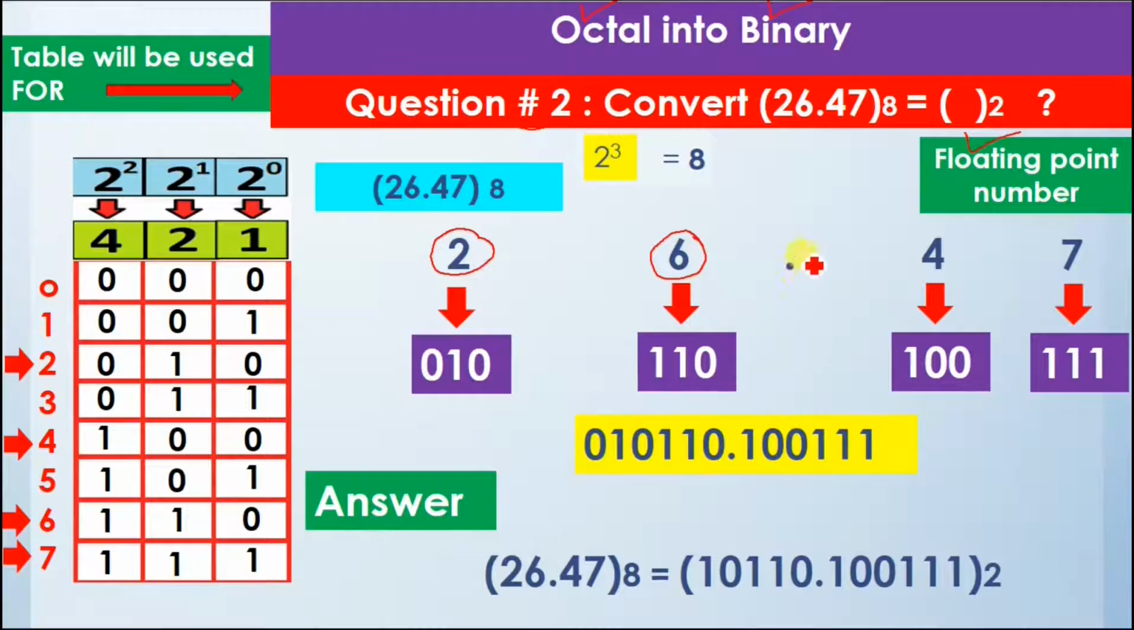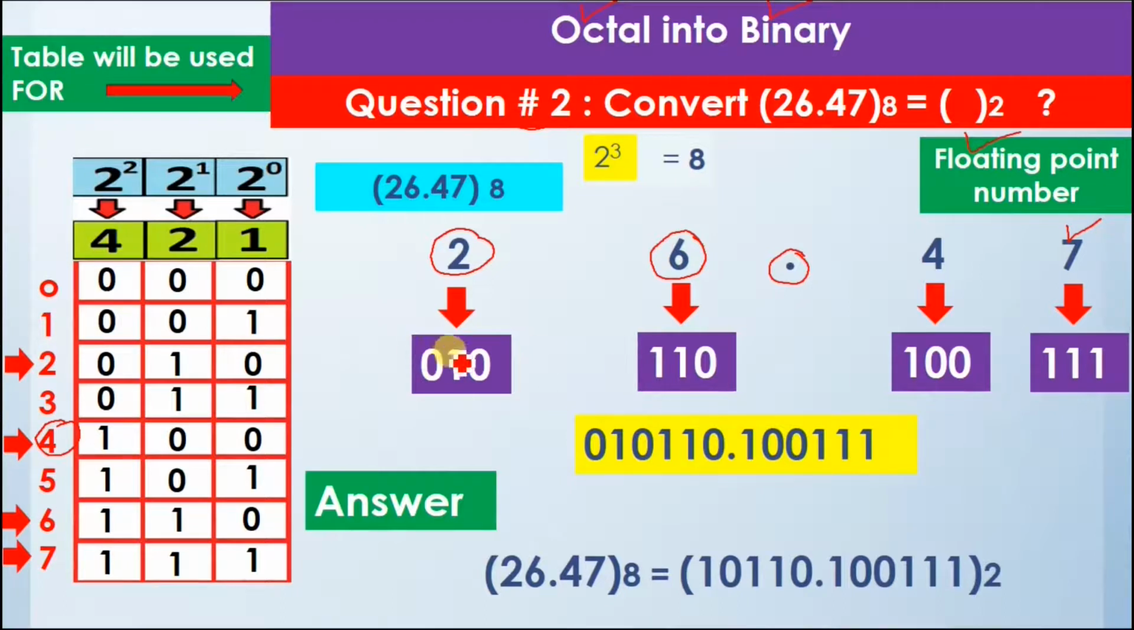Next, the floating point will come here, and then we have the number 4. So we will find the number 4 in the table. So here we can find number 4 in the table. So 4 is equal to 100. So we write 4 as 100. And next we move to 7, and here is 7 in the table, and 7 is equal to 111 in binary. So we write 7 as 111 here.